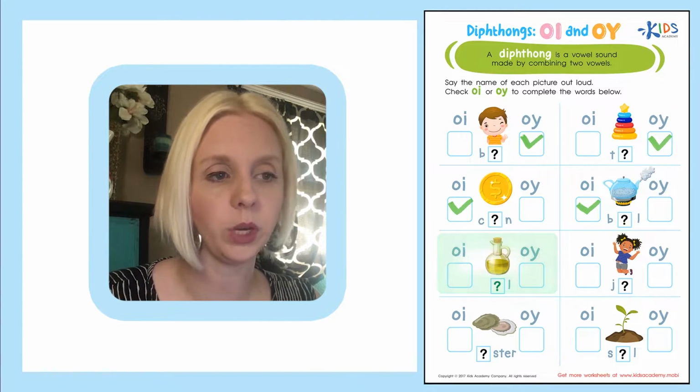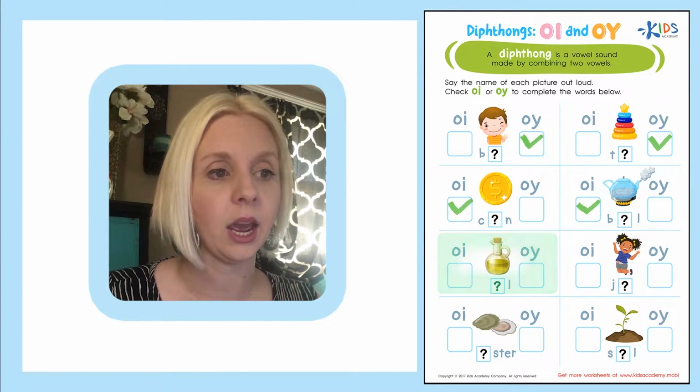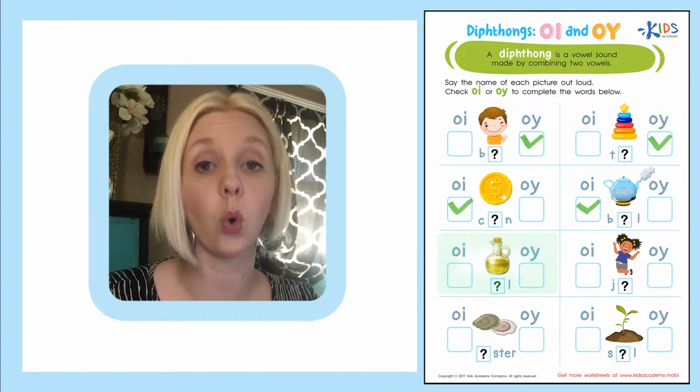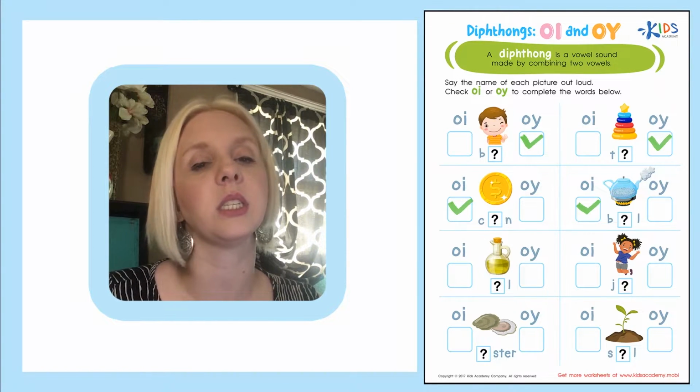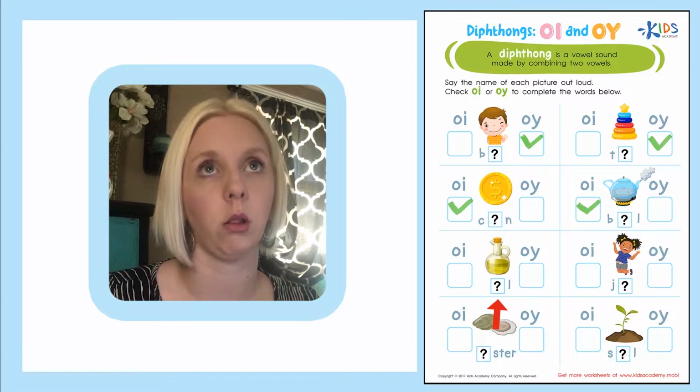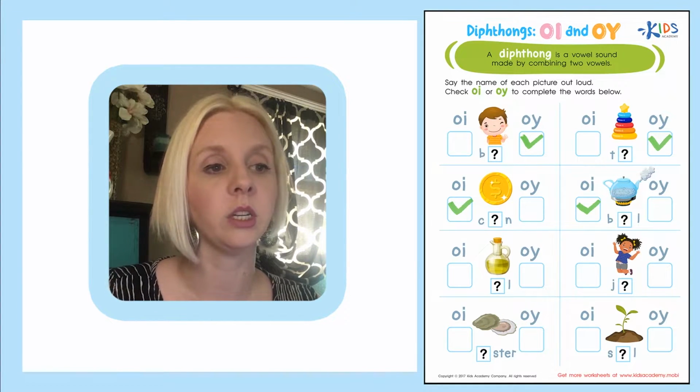Okay, the next one is something we use when we are cooking, and this one is a picture of oil. So let's listen. Where do we hear it? Oil. It's at the beginning of the word. So once again, we're going to use oi.